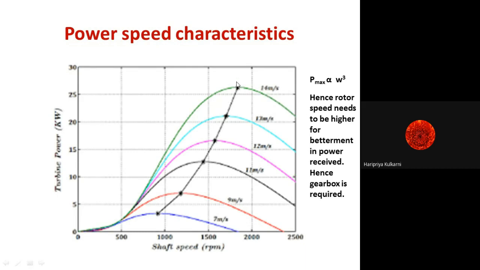Maximum power generated is proportional to the cube of the wind speed. This is the important thing. It is proportional to the cube of the wind speed. Hence, rotor speed needs to be higher for betterment in power received. The more the speed, the more the power extracted, and that's why we go for a gearbox. Last time we have seen.